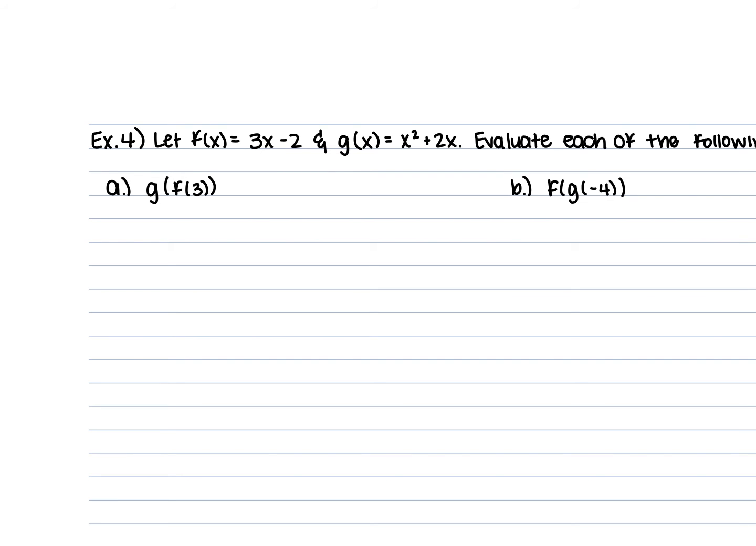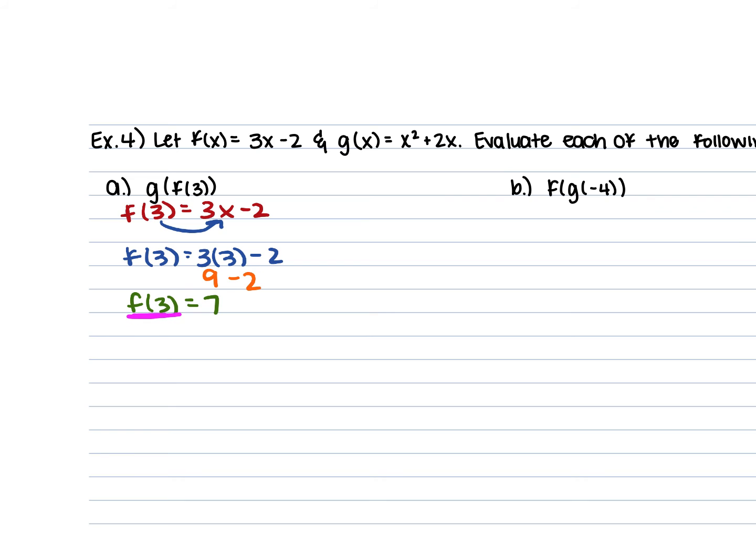So first, we're going to find f of 3. We have 3x minus 2, that is f of x. So from there, we're just going to plug the 3 in for x. We're going to have f of 3 is equal to 3 times 3 minus 2. That 3 times 3 is 9, and 9 minus 2 gives us that f of 3 is equal to 7.